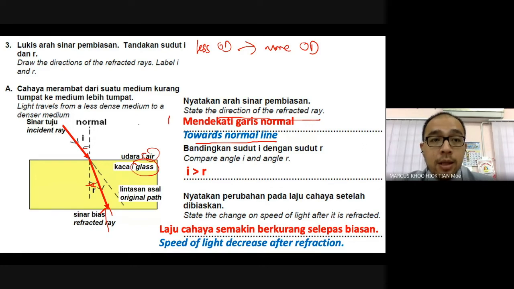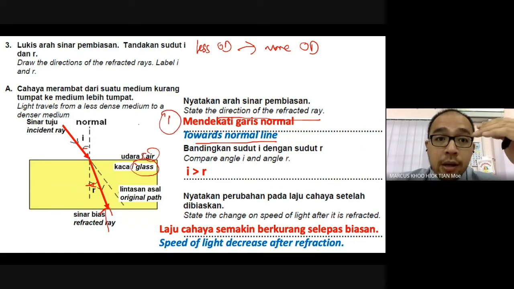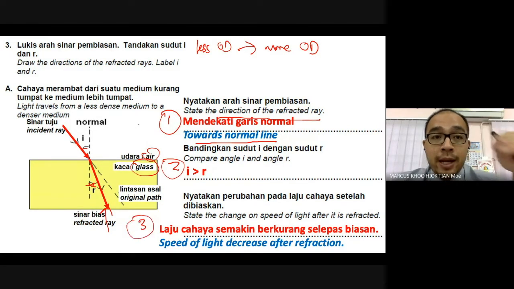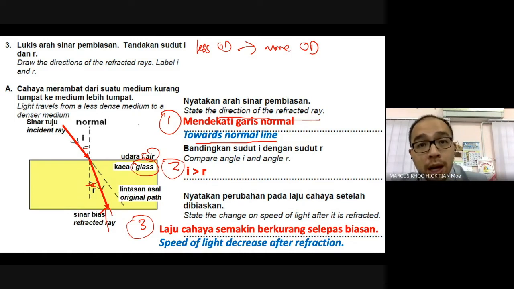Number one, the refracted ray will move towards the normal line. It will become nearer to the normal line. Number two, the angle of I is bigger than the angle of R. And number three, the speed of light decreases inside the glass. Okay, remember the analogy of the optically dense. Less car, more car. More car means the motorcycle moves slowly. So all this is connected now. This is from less optically dense to more optically dense.